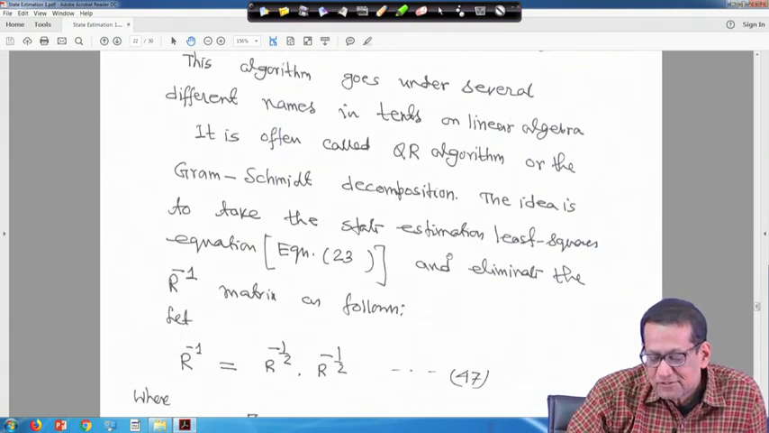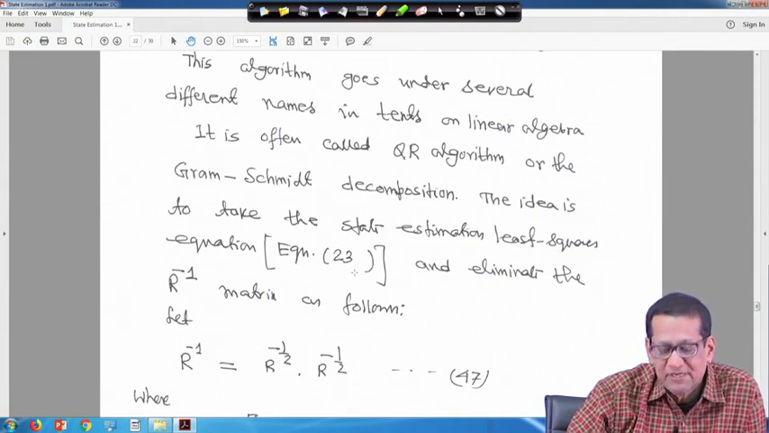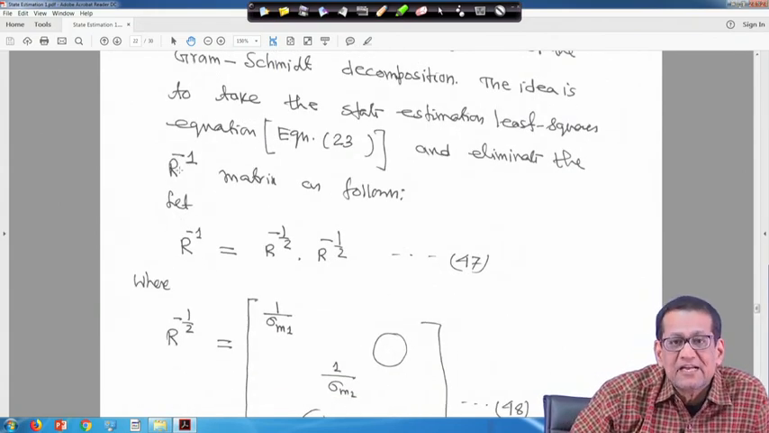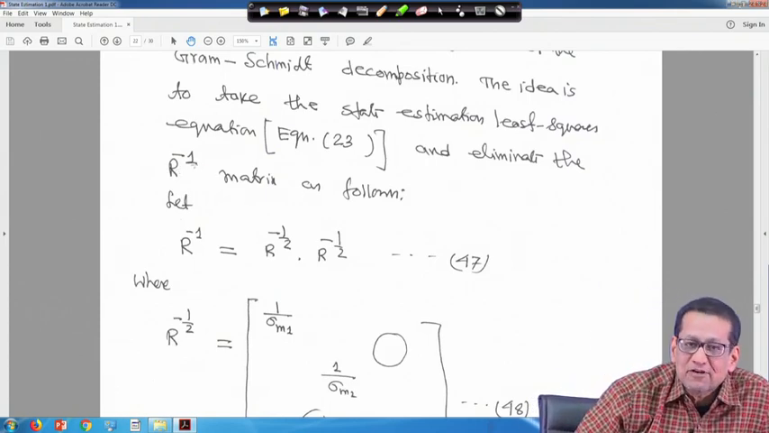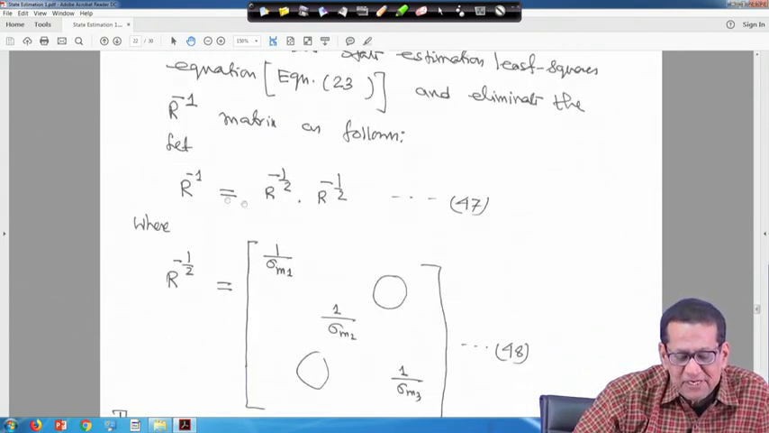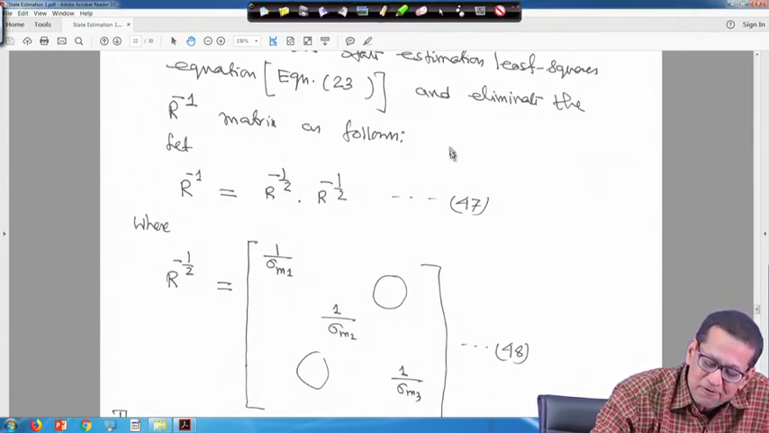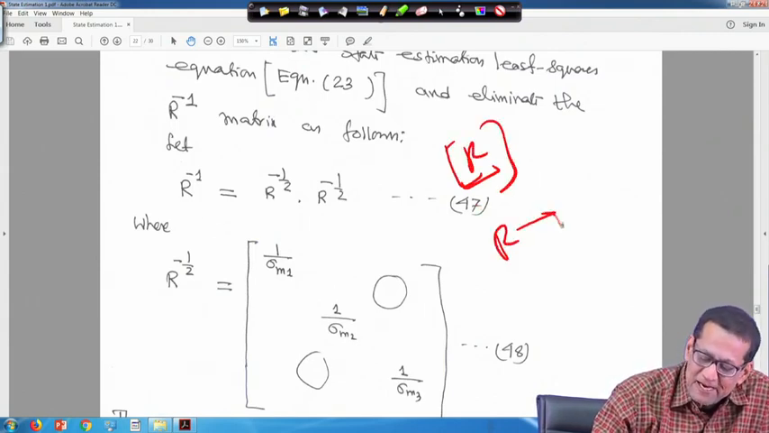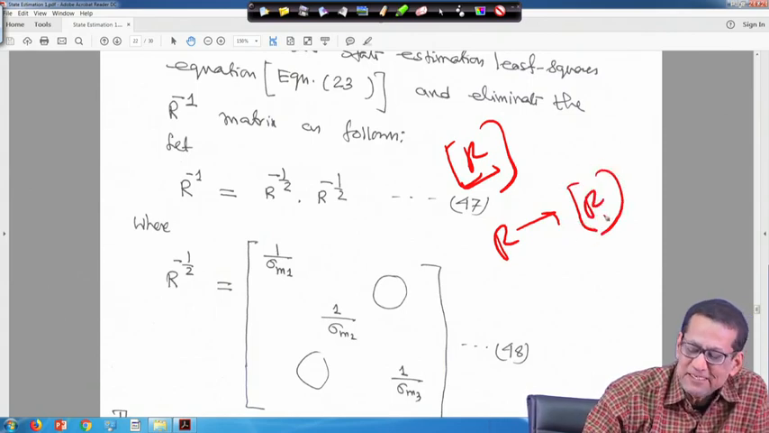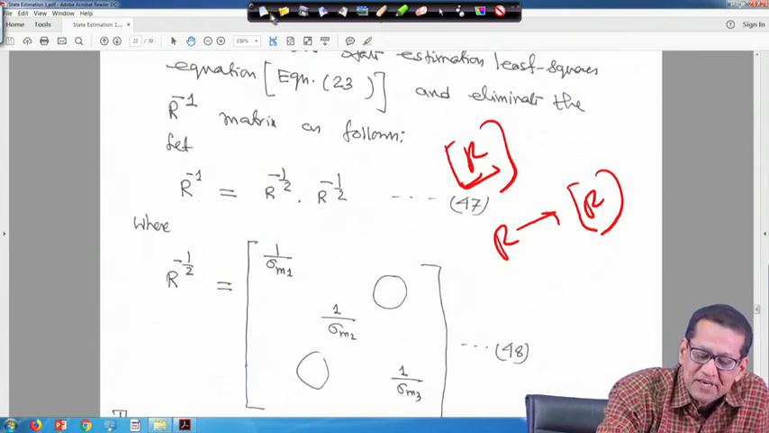The idea is to take the state estimator's least square equation, that is equation 23 we have seen, and eliminate the R inverse matrix as follows. We have to eliminate R inverse, because it actually creates the problem. That is why you go for orthogonal decomposition. Earlier I wrote R in brackets, but this is the same R matrix; I did not write the brackets again and again.